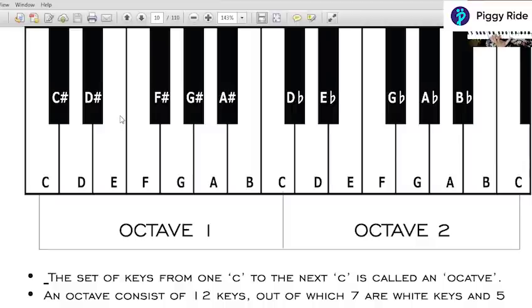This is the C octave. On the keyboard, the white keys are naturals. We call them natural on the keyboard only. And the blacks are sharps and flats. So basically, an octave is a combination of 12 keys: 7 natural notes and 5 sharp and flat notes. So this is the musical octave.